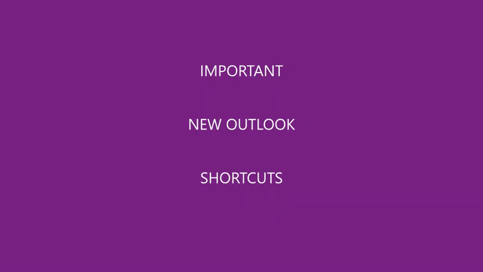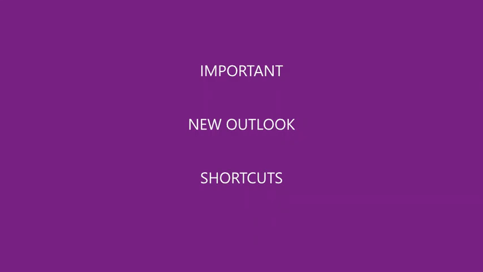Go to People: Control plus 3. Go to Mail: Control plus 1. Go to Calendar: Control plus 2. Delete a contact or contact list: Delete or Control plus D. Create a contact: Control plus N. Search for a contact: Control plus E.